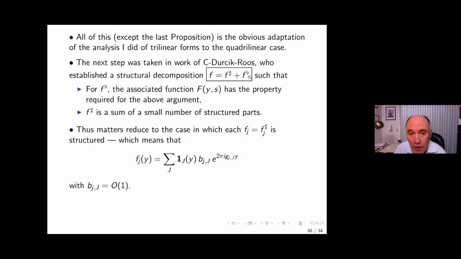And the matter is now reduced to the case in which each of the fj's is of the other kind, which it turns out means the following: that little f can be expressed as a sum over these short intervals, capital J. These are still the lambda to the minus gamma intervals. I'm working separately within each such interval. On that interval, we have a constant coefficient, which depends on the interval. And then we have, again, a Fourier monomial, a single character. We have a frequency about which we don't know very much. It varies wildly from one interval to another, but we have a single character on each interval.